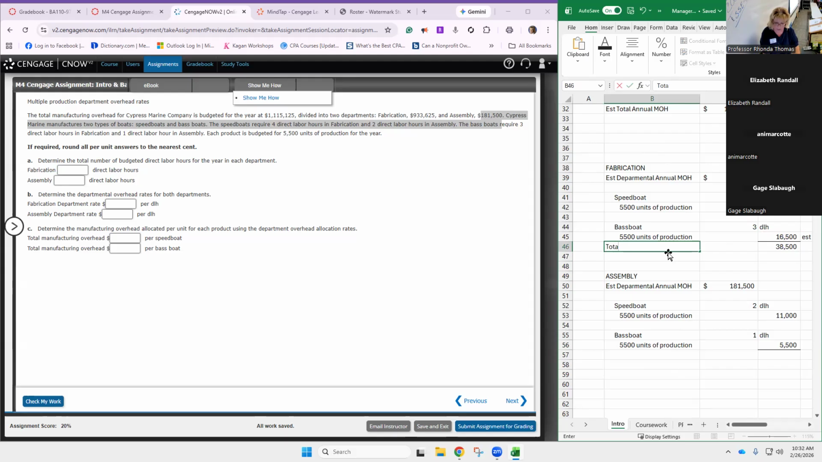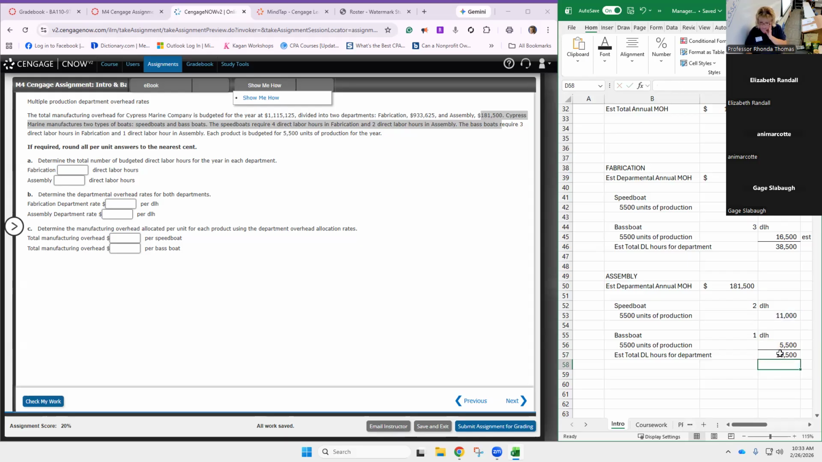total, and this is an estimate. We're still working with estimates. Estimated total direct labor hours for the department. So let's go do that now. We'll use that same description here, and we'll add 11,000 plus 5,500. And there we have it.